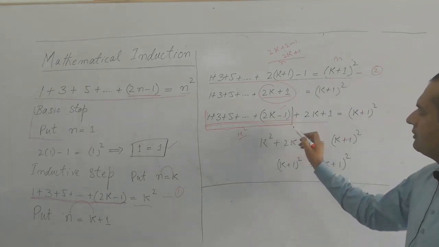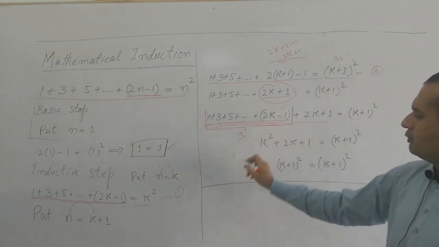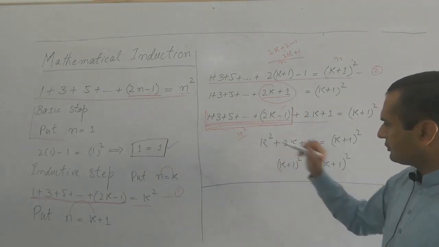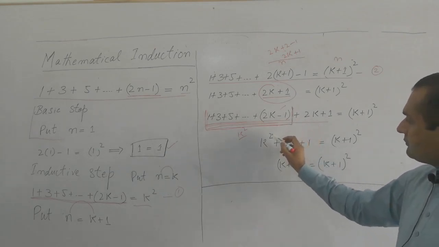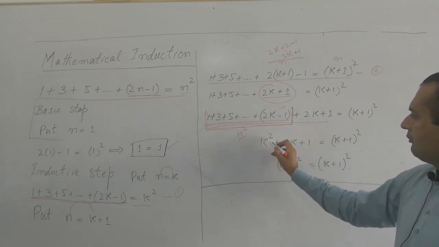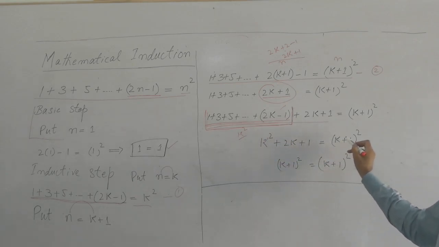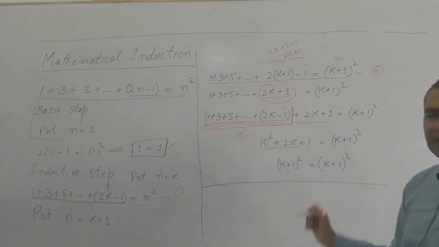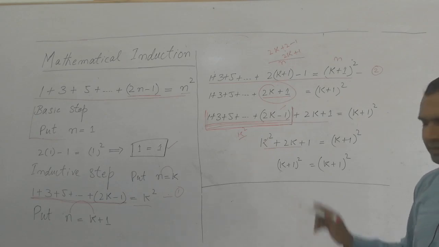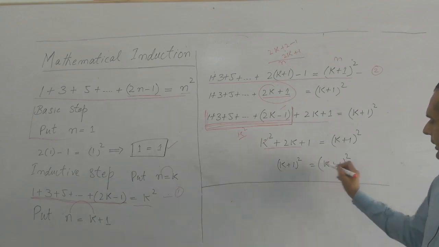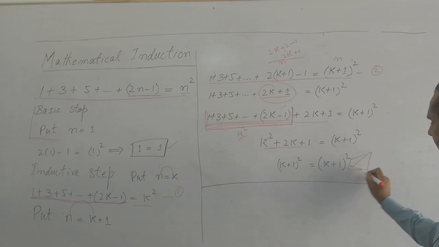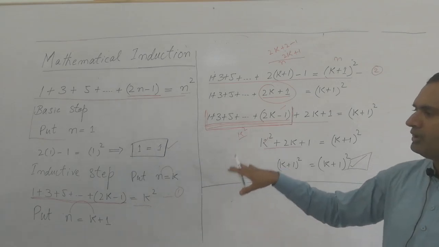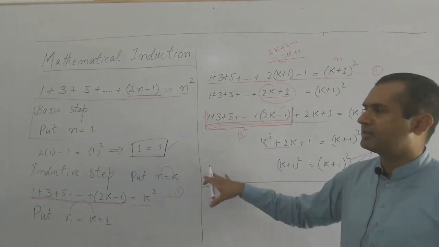So the sum of this series of values is equal to k squared. Now we just need to put that in. If we combine this statement, it will be k squared plus 2k plus 1, that is equal to k plus 1 squared. If you simplify this equation, it is nothing except k plus 1 squared, which equals k plus 1 squared. So we have proved the inductive step. By proving these two steps, the basis step and the inductive step, we can say that our statement is true.